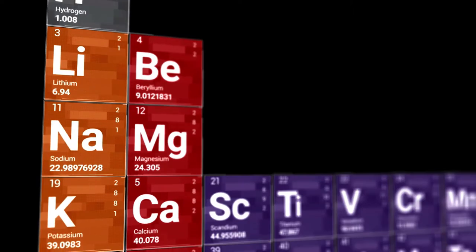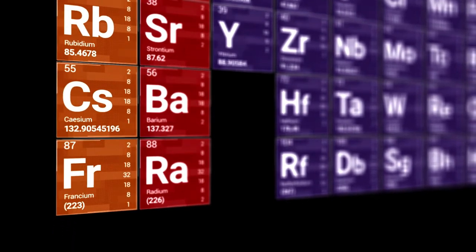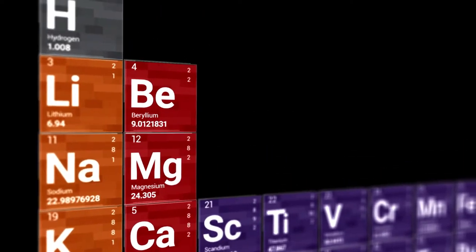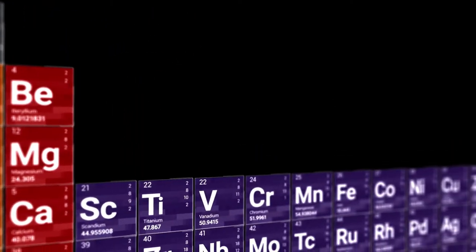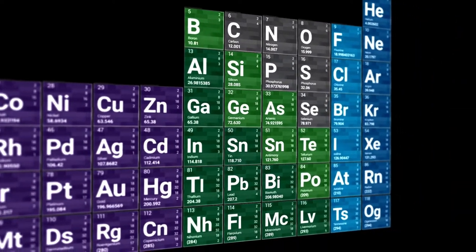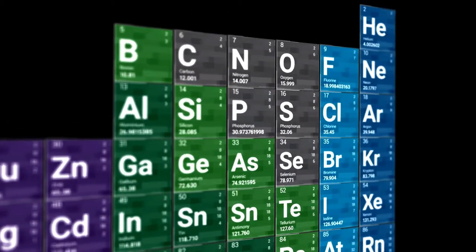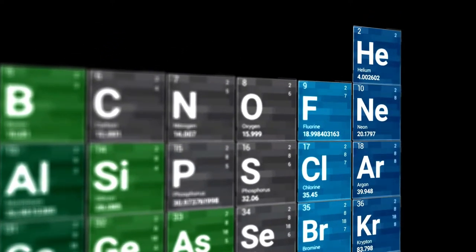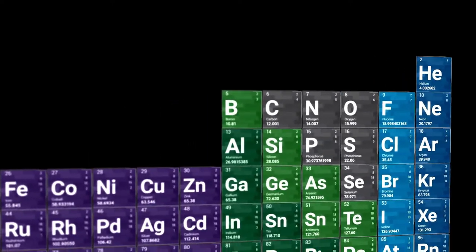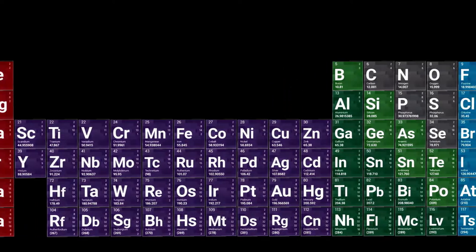Directly below it are the alkali metals in orange. To the right of that is the alkaline earth metals in red. The purple has the transition metals. The dark green, the metal, slightly lighter green, the metalloid, in gray are the gases. The lighter blue, the halogen, the darker blue, the noble gases. For our intents and purposes, these are the main elements of the periodic table we'll need to know.